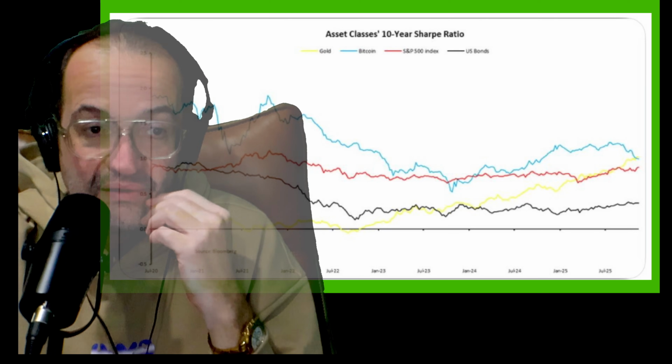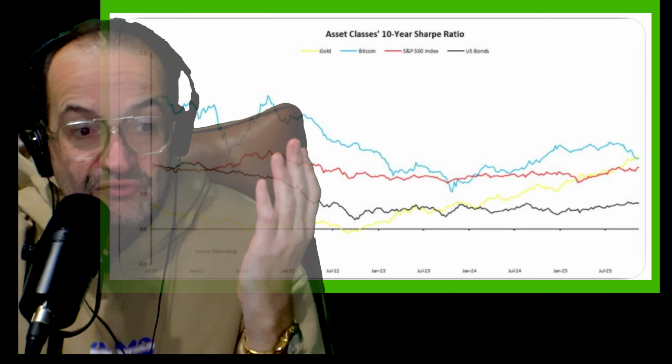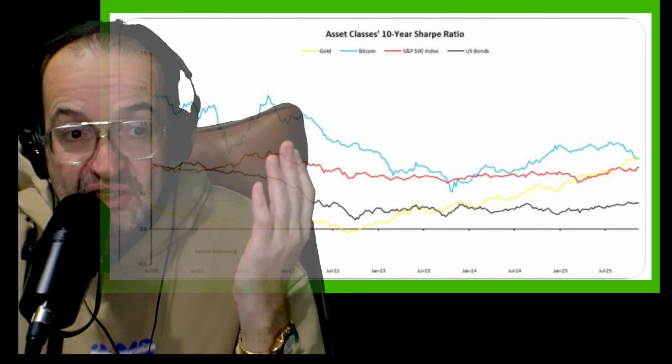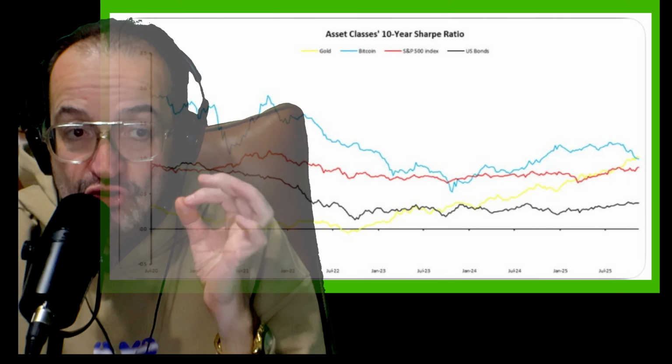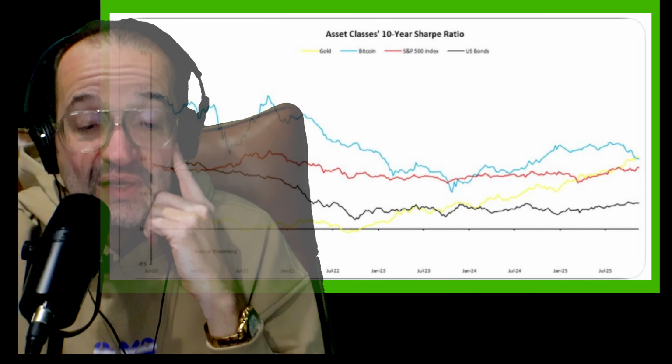Look at the red line, the S&P 500. On the surface, it looks calm, steady, respectable, but look closely. The Sharpe Ratio never truly recovers its post-COVID peak, as you could see.